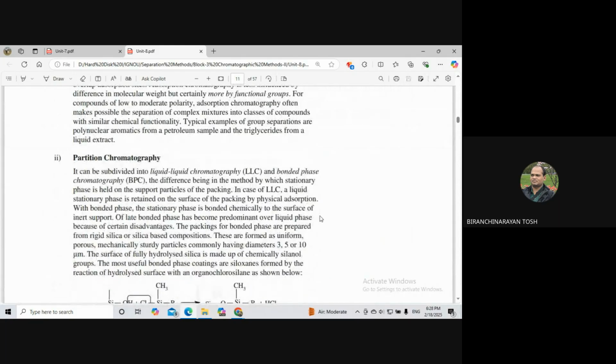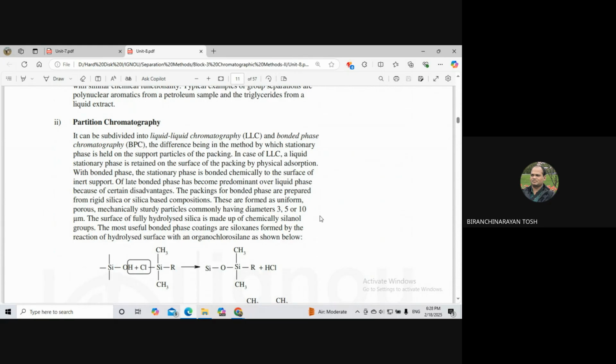Then on partition chromatography, which is again divided into liquid-liquid chromatography and bonded phase chromatography, the difference is in the method by which the stationary phase is held on the support particles of the packing. In liquid-liquid chromatography, a liquid stationary phase is retained on the surface of the packing by physical adsorption, whereas with bonded phase chromatography, the stationary phase is bonded chemically to the surface of an inert support.